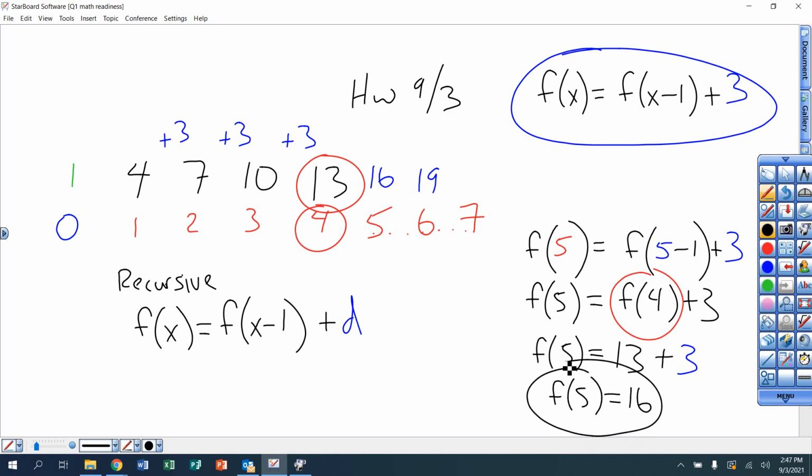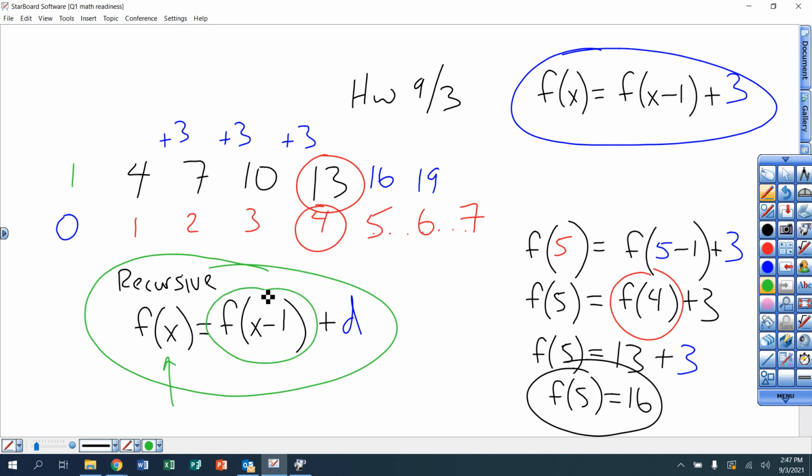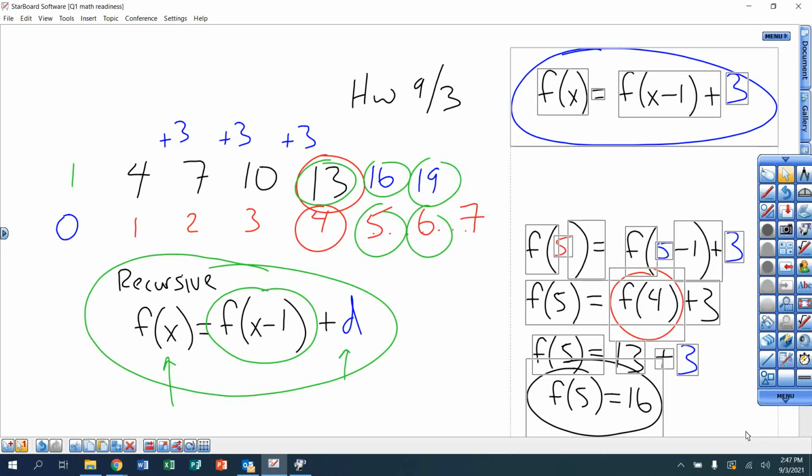It's called recursive. To find the next term, you use the 1 before it and keep adding the number that you know. That's all this is. It looks fancier than it is, but that means to find any term, you use the 1 before it and add D to it. If I want to find the 5th term, use the number before it. 13 plus 3, 16. If I want to find the 6th term, use the number before it. 16 plus 3, 19.